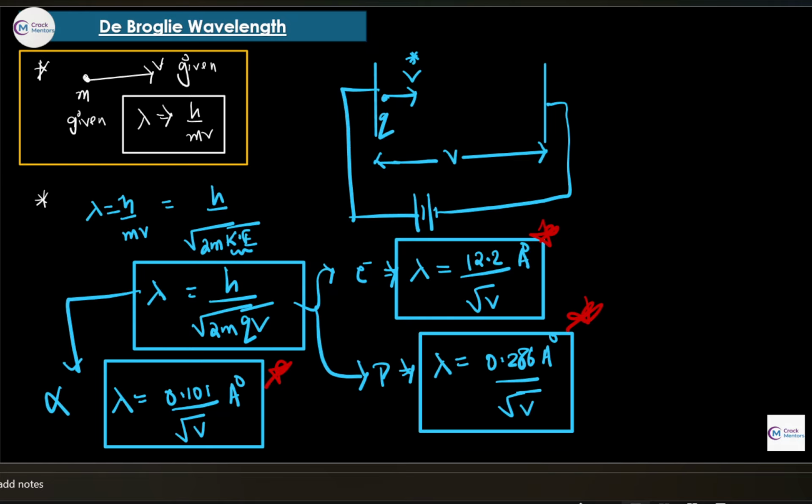How it can be related with something like this: you have a metallic plate, and there you have another metal plate like this, and they are connected to some circuit like this.